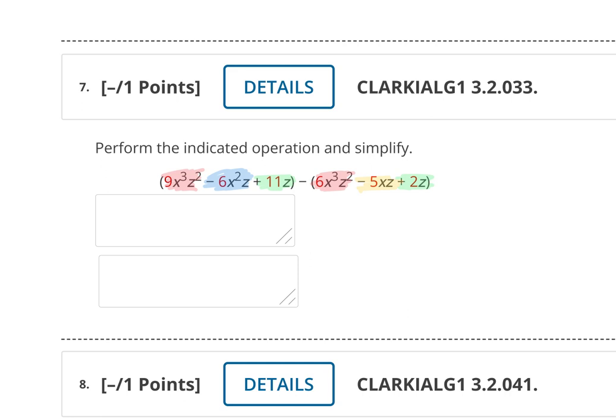Remember that before I can do any like term combining, I have to distribute my negative 1 so that I can get rid of all of these parentheses. And so that would basically make this first term negative, the second one positive, and the third one negative. It just changes the symbol so that when I'm going ahead and combining like terms, this is a 9 combined with a negative 6, which is 3. This is a negative 6x squared z. It had nothing to combine with, so I'm just leaving it the way it is.